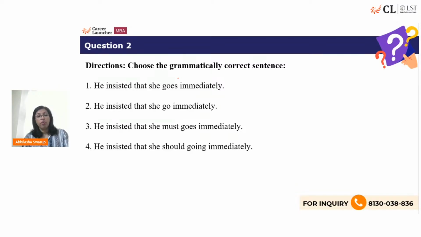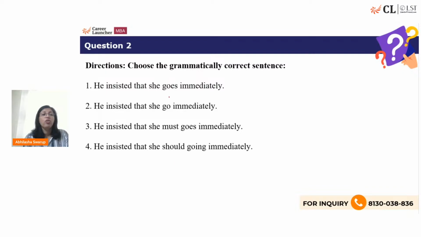Okay, look at this one. Choose the grammatically correct sentence. Which of these is grammatically correct? You take a minute and tell me which of these will be grammatically correct. Yeah, he insisted that she goes immediately. He insisted that she go immediately. He insisted that she must goes immediately. He insisted that she should going immediately.